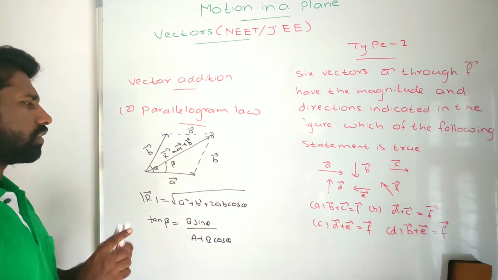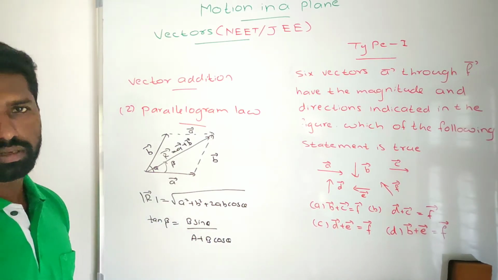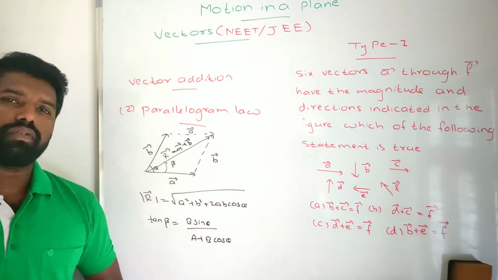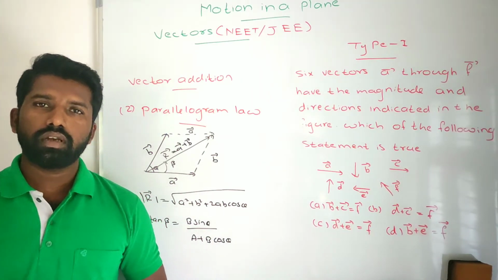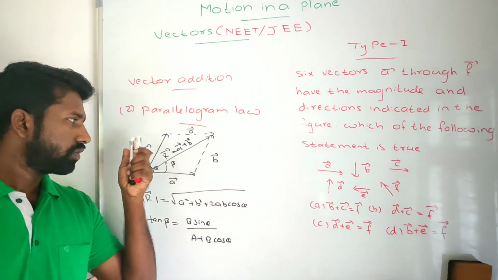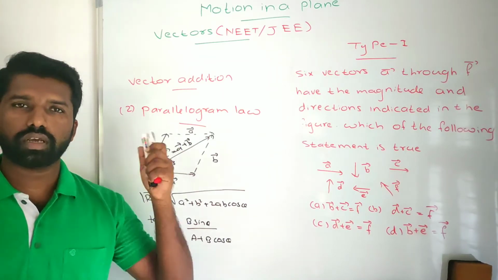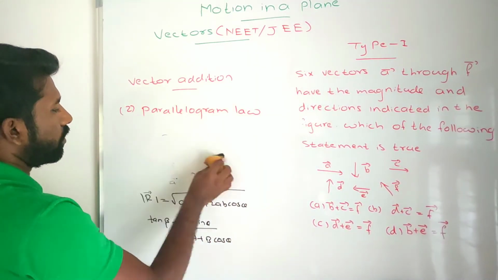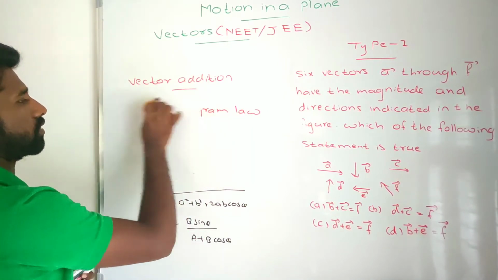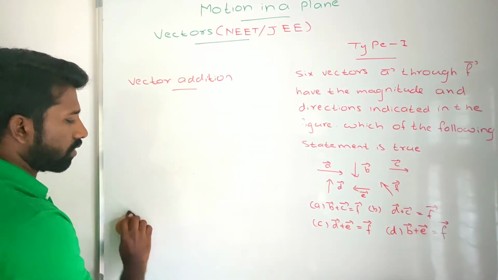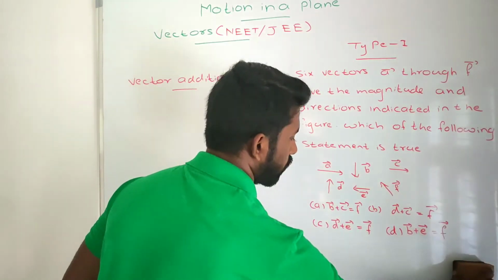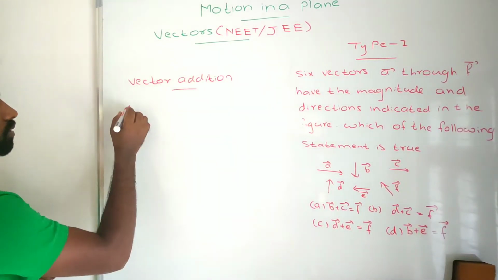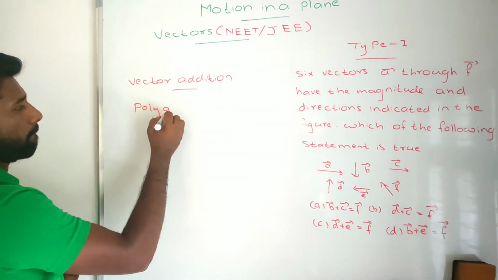Okay, this is the direction of the resultant. If we add only two vectors, we can use the triangular law or parallelogram law. But if we need to add more than two vectors, we can use another law, that is the Polygon Law of vector addition.